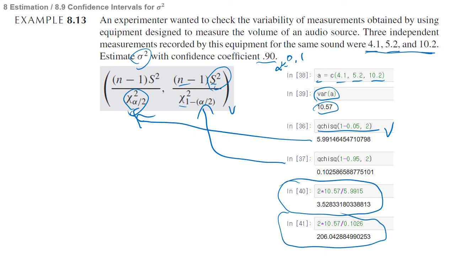So the confidence bound: the lower bound is 3.53 and the upper bound is 206.4.